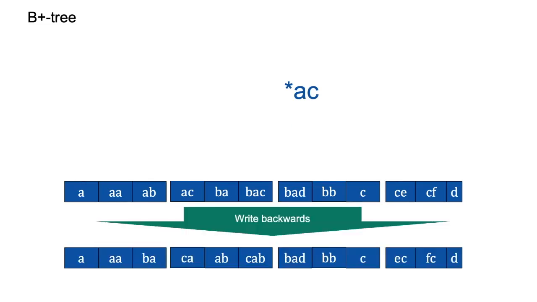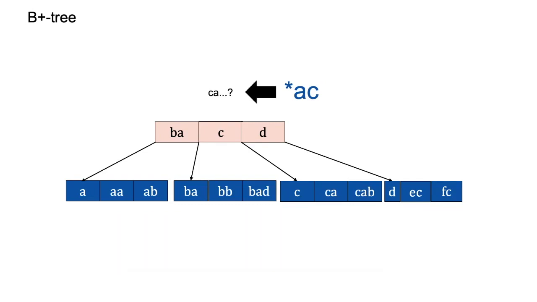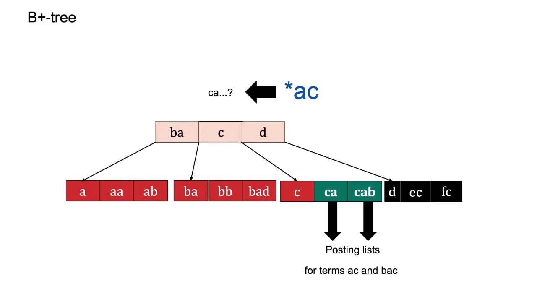How do I do that? Well, I'm going to write all of the terms backwards, and then I'm going to build the index with the backward terms, right? Then I rebuild the index with the backward terms. And then what do I look for in this index? What interval do I look for? Exactly, CA all the way to CB, right? So this is what I do. There you go. You have CA and CAB, postings lists for terms AC and BAC, and then you return that.